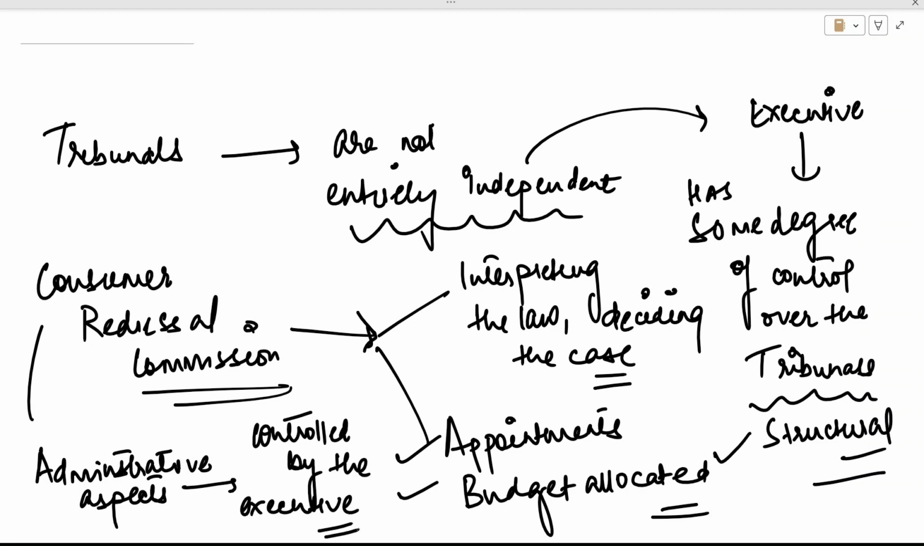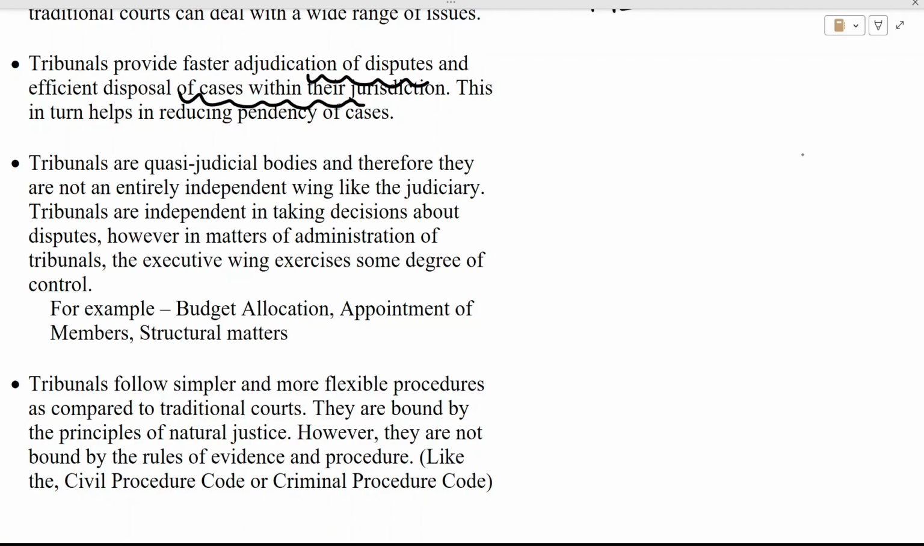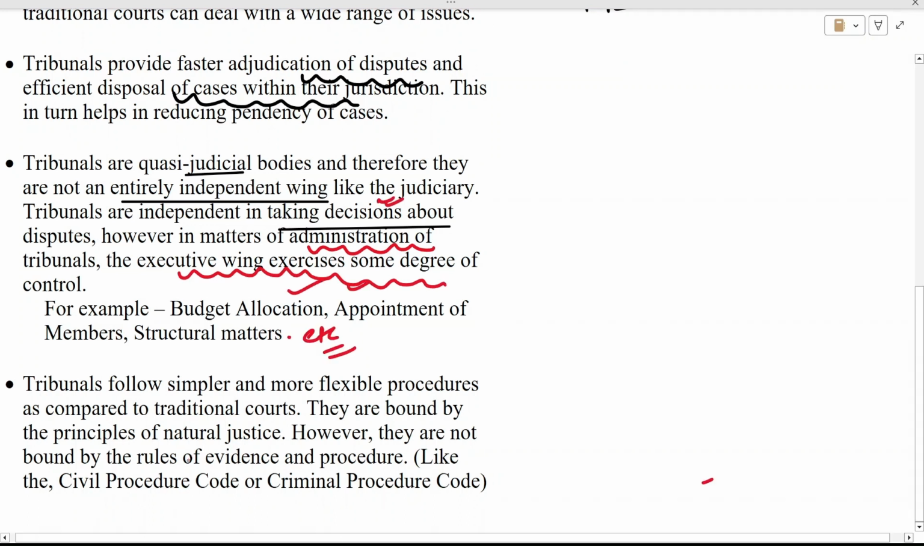So what are we understanding here? That tribunals are not entirely independent. And in what matters? Mainly in administrative aspects, the executive does control tribunals. So the point that we were discussing, tribunals are quasi-judicial bodies and therefore they are not entirely an independent wing like the judiciary. Tribunals are independent in taking decisions about disputes. However, in matters with respect to administration, the executive wing exercises some degree of control. Let's move to the next point.